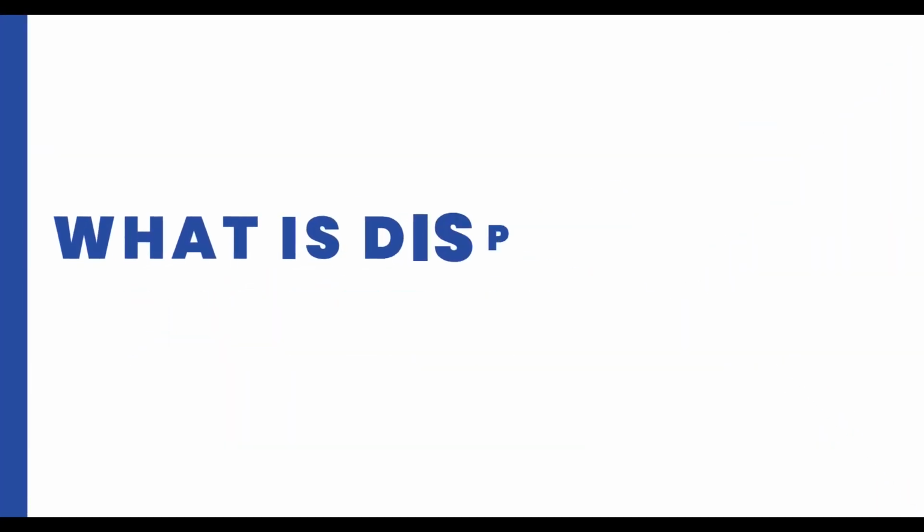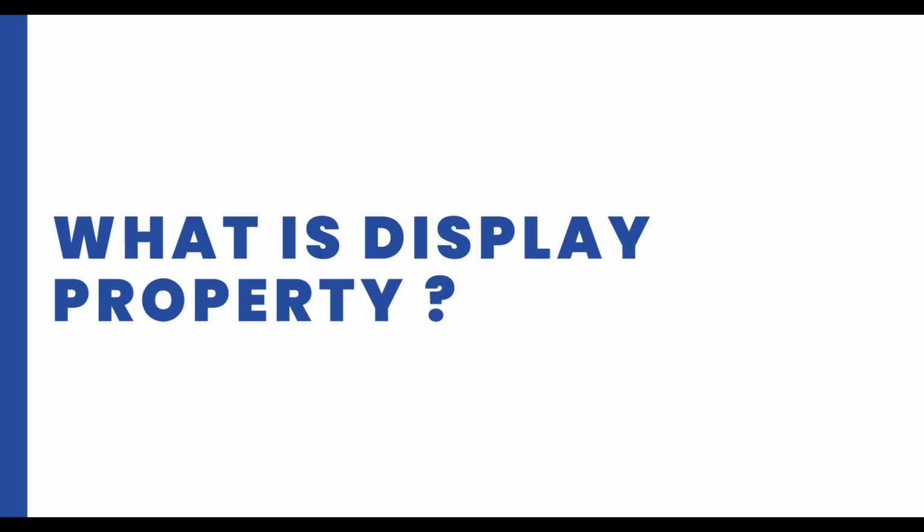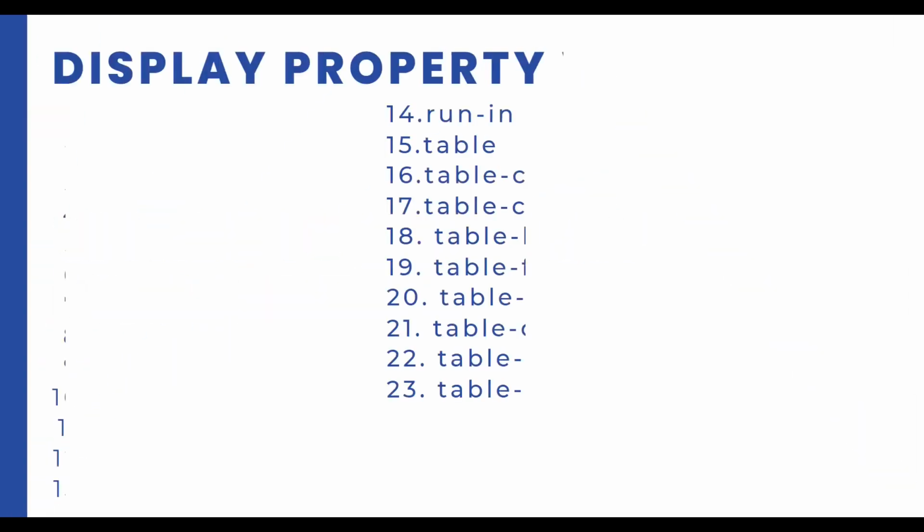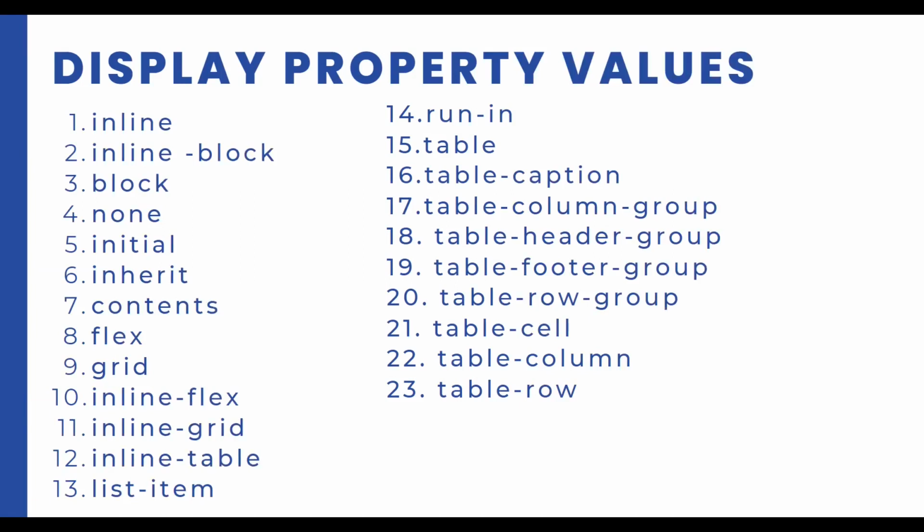First question: what is the display property? A display property is nothing but a simple element behavior. As you know, each element is a box. How each element will look in the browser is what we achieve using the display property. There are lots of display property values, like inline, block, none, initial, inherit. All these are display property values.